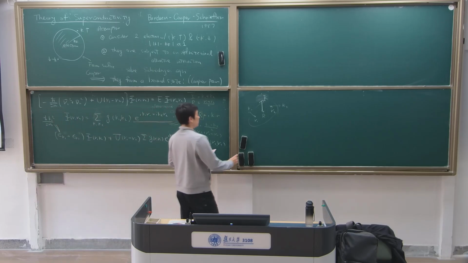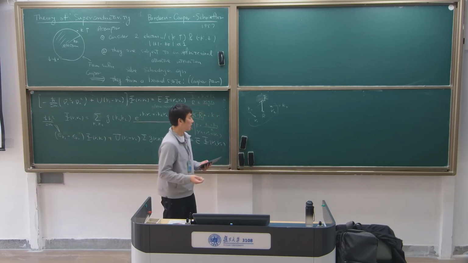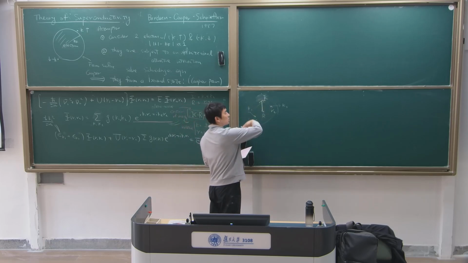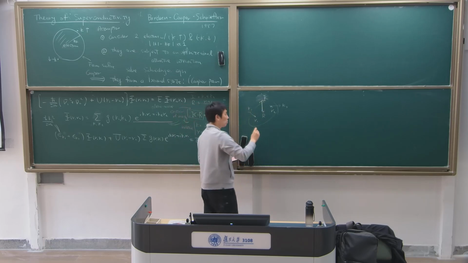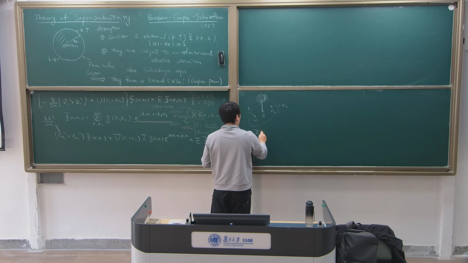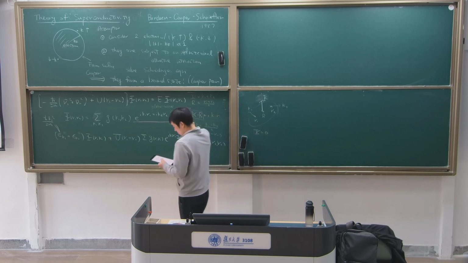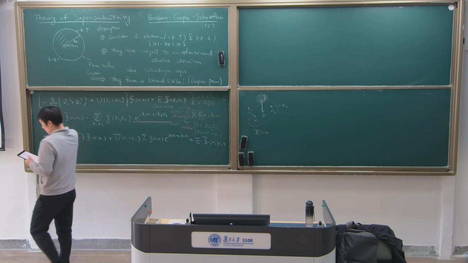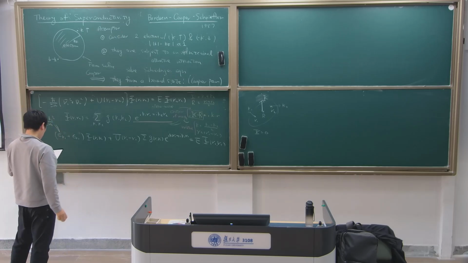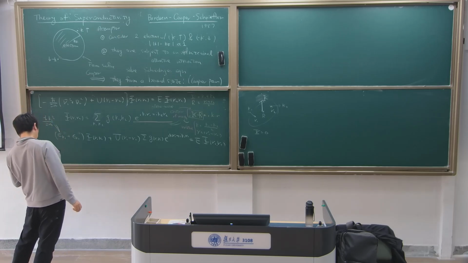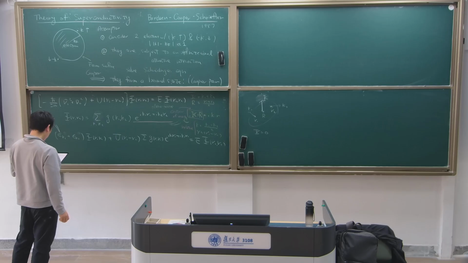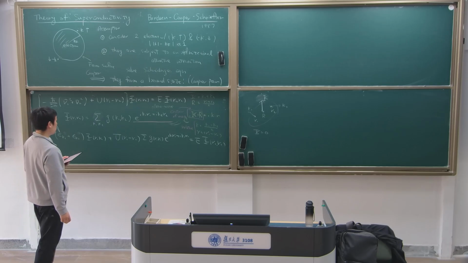So I assume capital K is zero. I'm just interested in the ground state. Therefore, you don't need to consider the center of mass motion. So capital K should be zero. That's what I'm going to do. Okay. So then what is this?